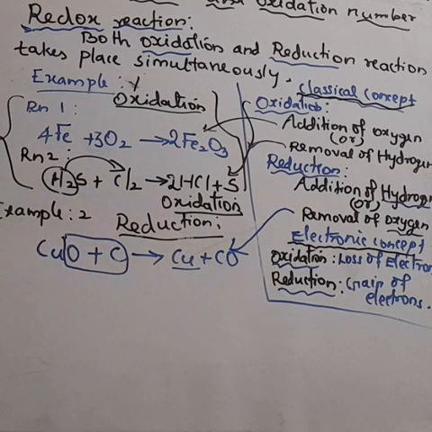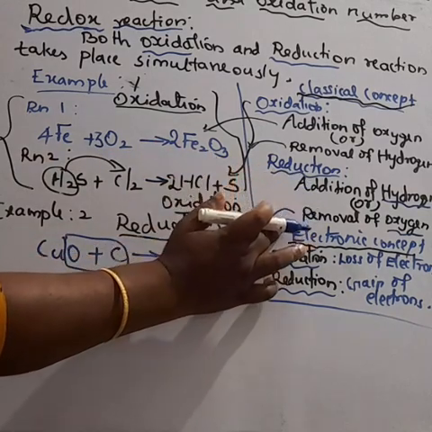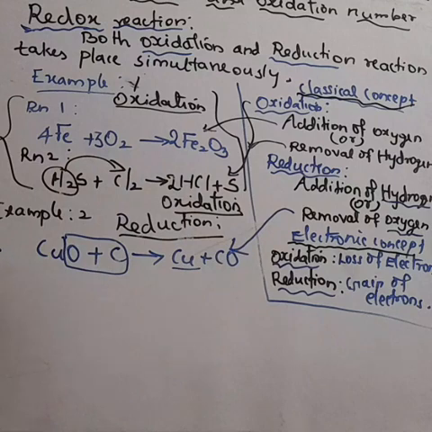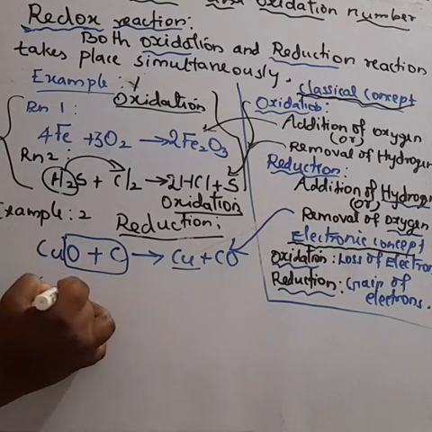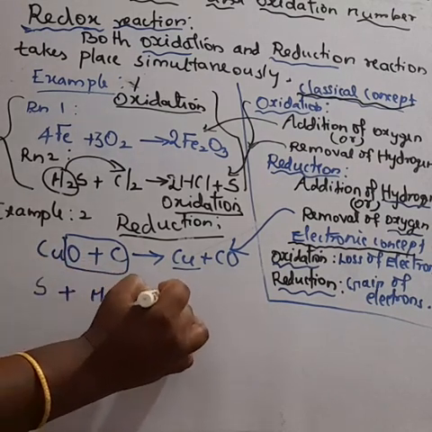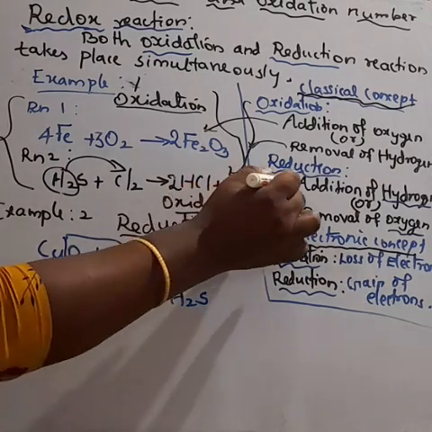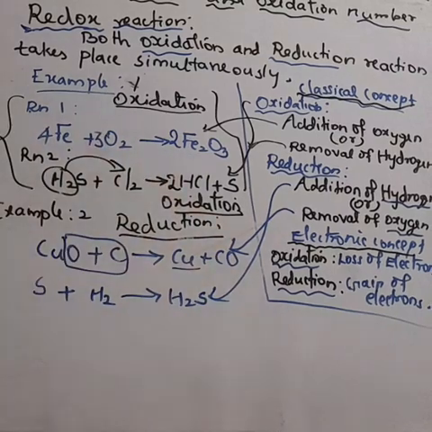Addition of oxygen means oxidation. Understand? And another concept, removal of hydrogen means oxidation. Addition of hydrogen means a reduction. Okay, so removal of oxygen is called a reduction. And another one, addition of hydrogen. For example, when sulfur combines with hydrogen to form hydrogen sulfide, what is the definition we are using here? Addition of hydrogen to the sulfur.